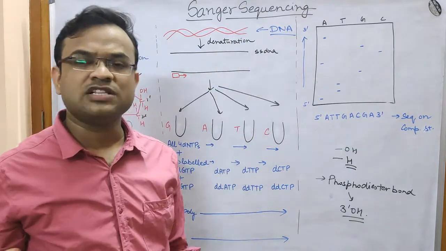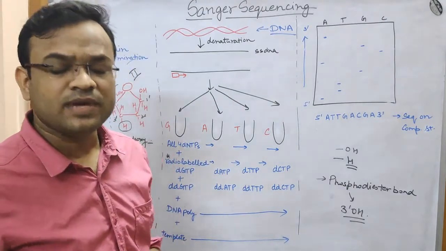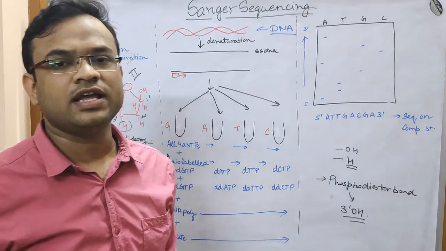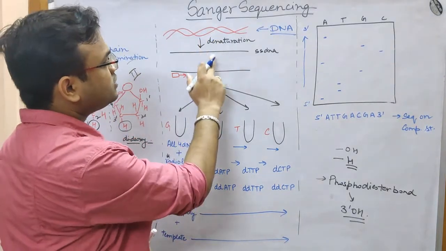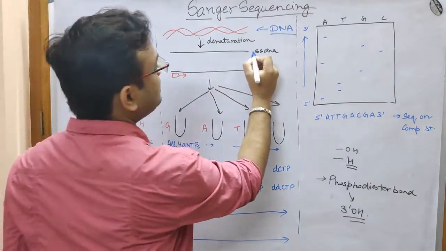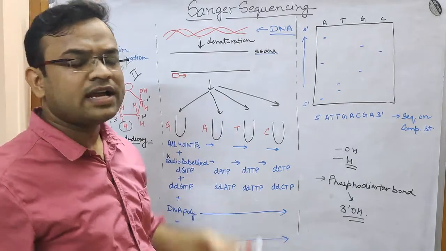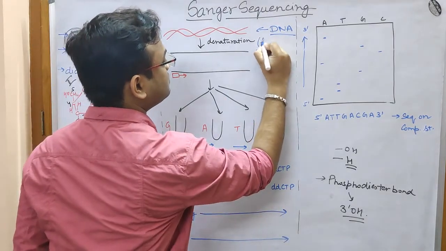Okay, so DNA is in double stranded form, you need to denature that DNA. What is the meaning of denaturation? Denaturation means separation of the two strands of the DNA. So here separation has taken place and single stranded DNA has been obtained, right? How can you denature a DNA? You can do that by heating.